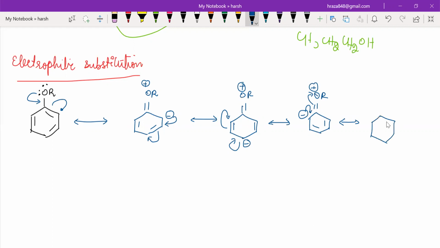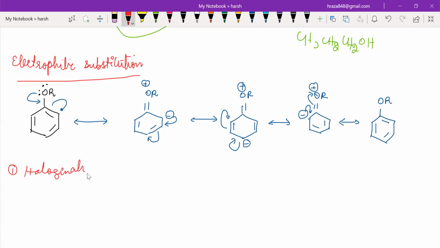So we just delocalize the pi bond, and here it will be O. Yes or no? So this is the resonating structure of aryl ether. In this aryl ether, for electrophilic substitution reactions, we are going to start with halogenation.